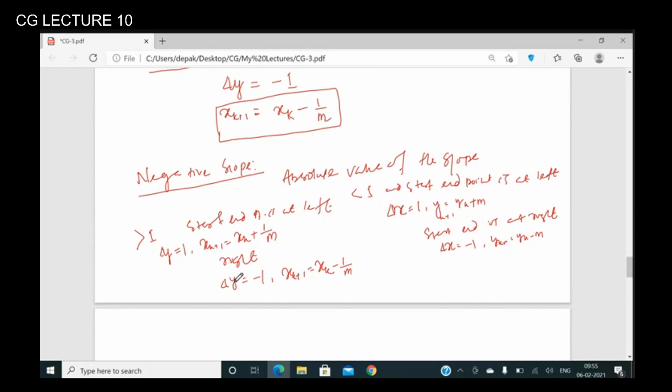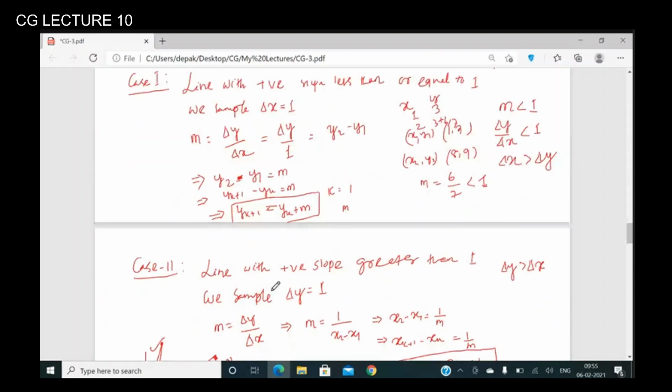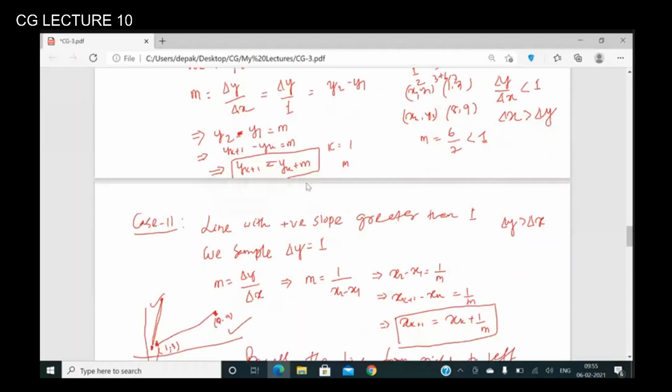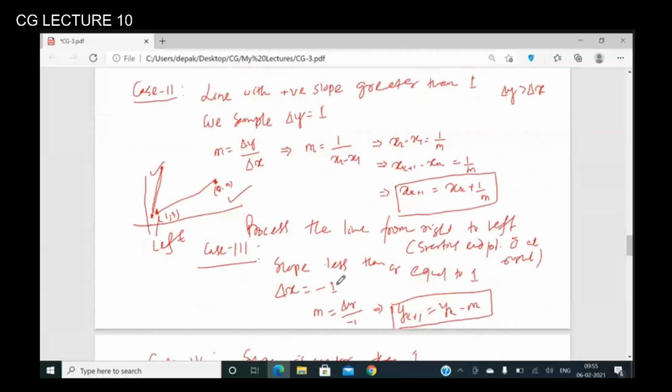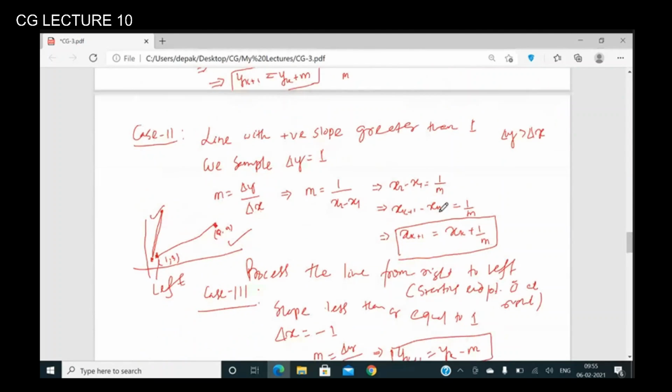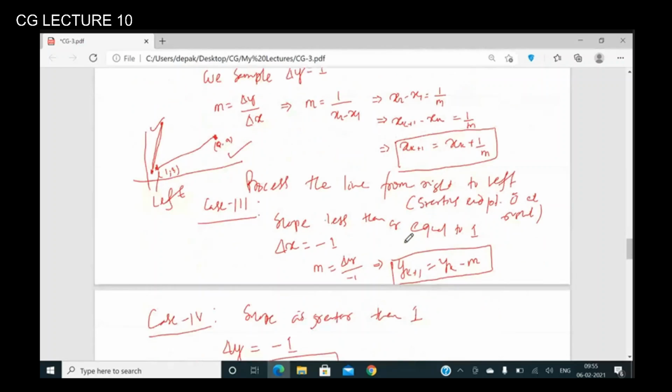Actually, you need to only remember the first 2 cases, and one thing: whether you are processing the line from left to right or right to left. If it is left to right, of course there will be a positive sign, that is, addition with the slope, and for the other it is addition of the reverse of the slope. For processing the line from right to left, instead of addition you have to use a subtraction symbol over here. That is the difference.